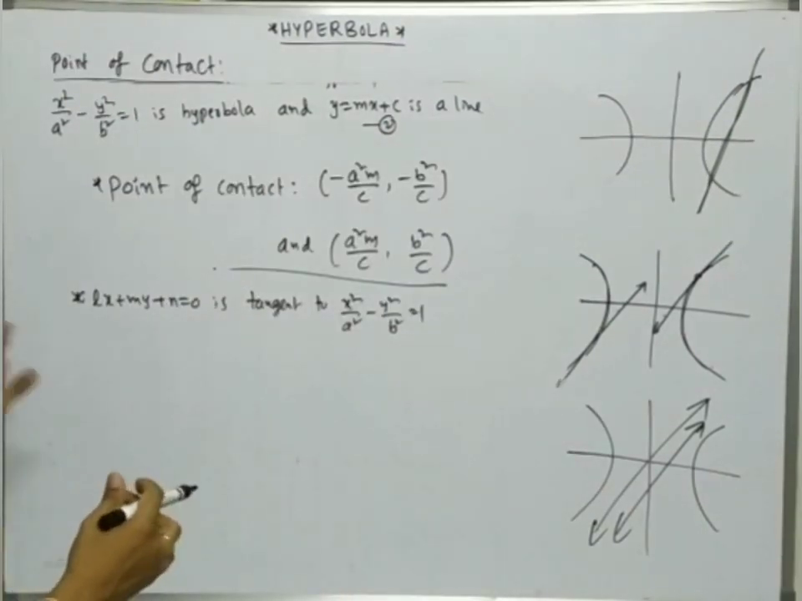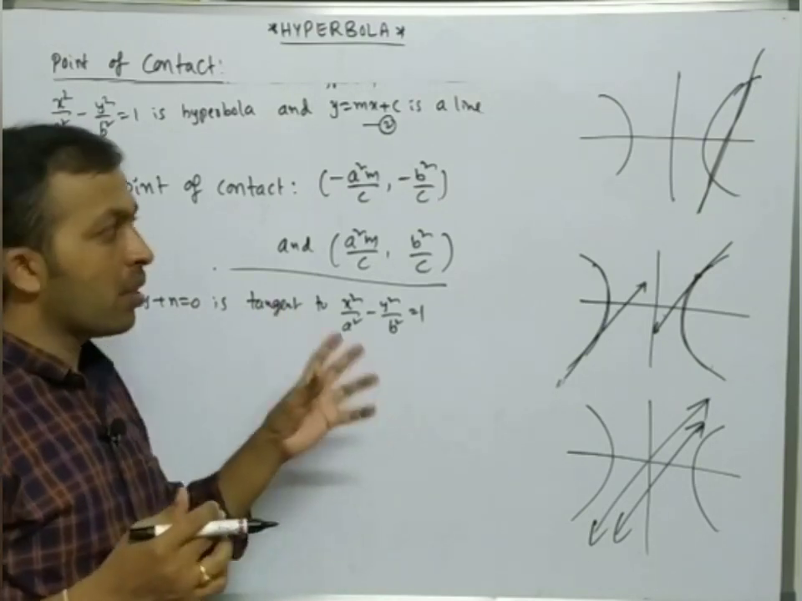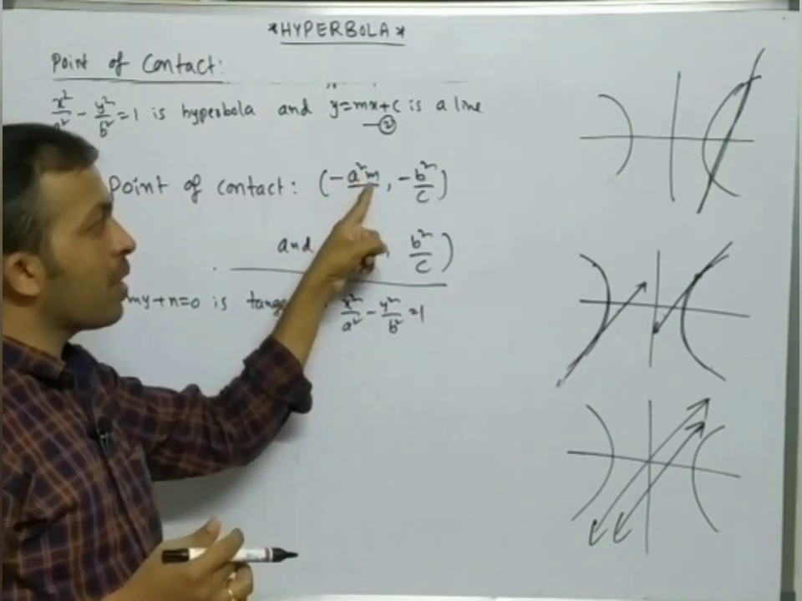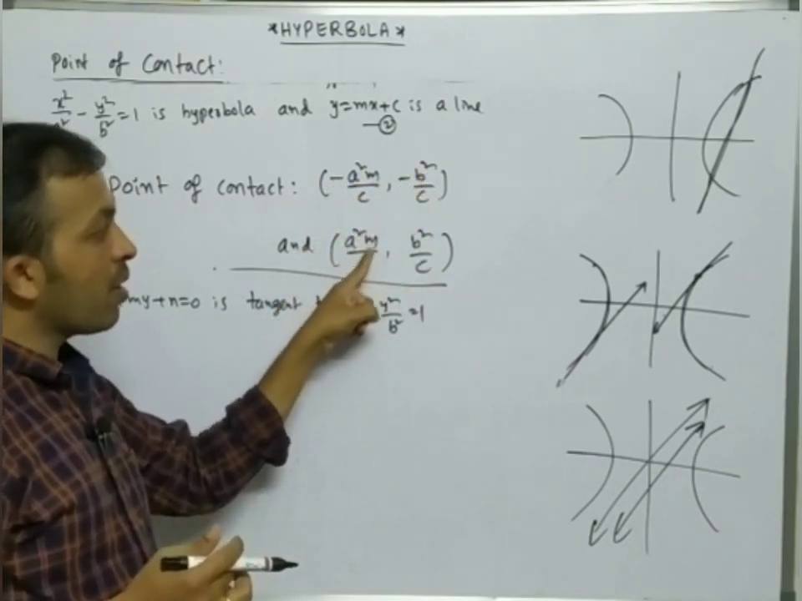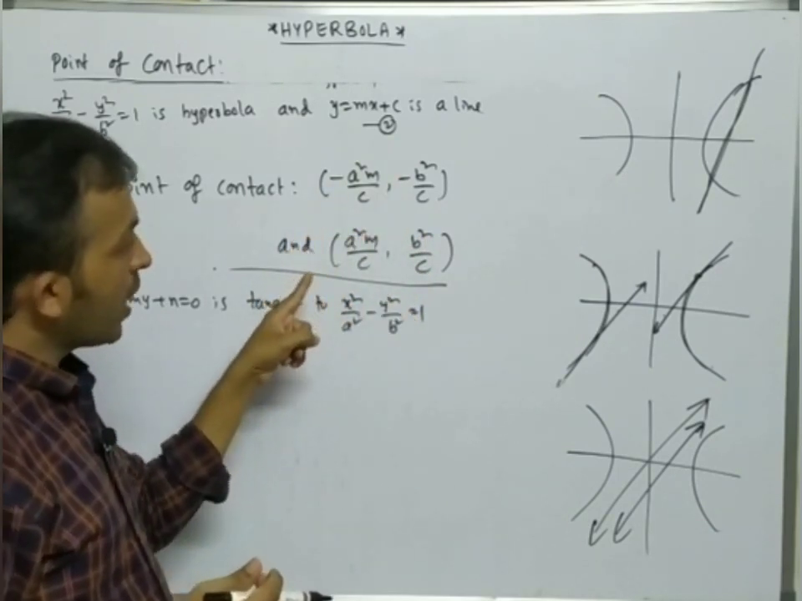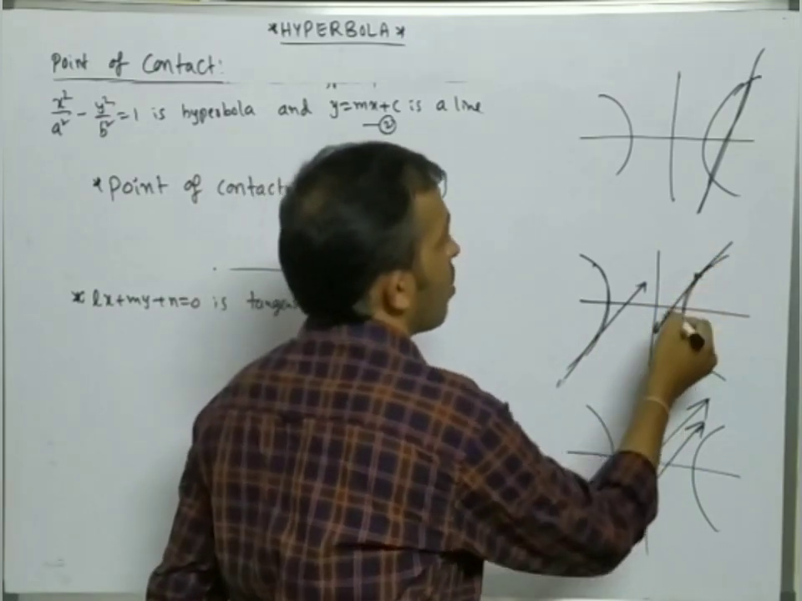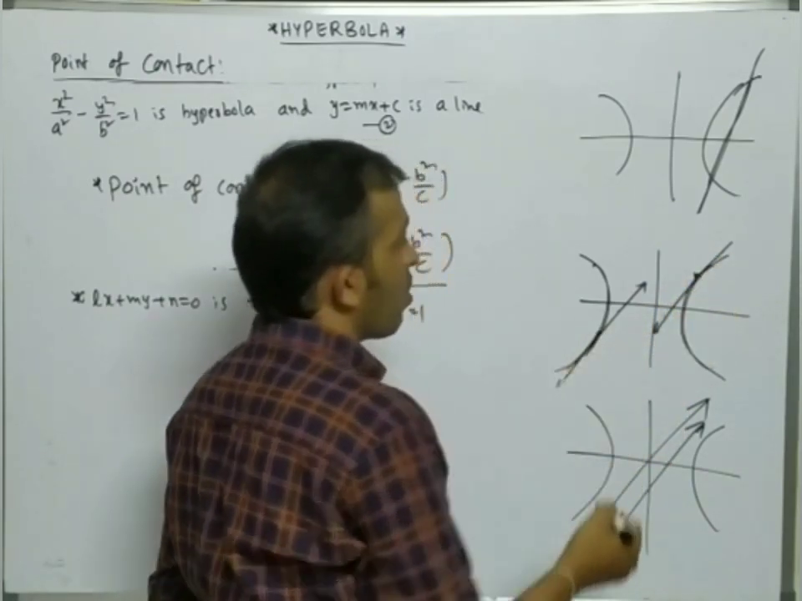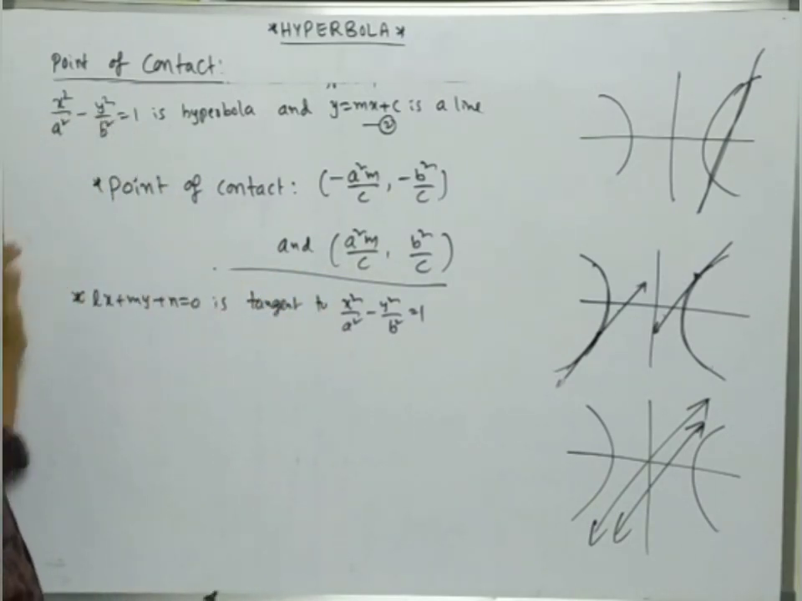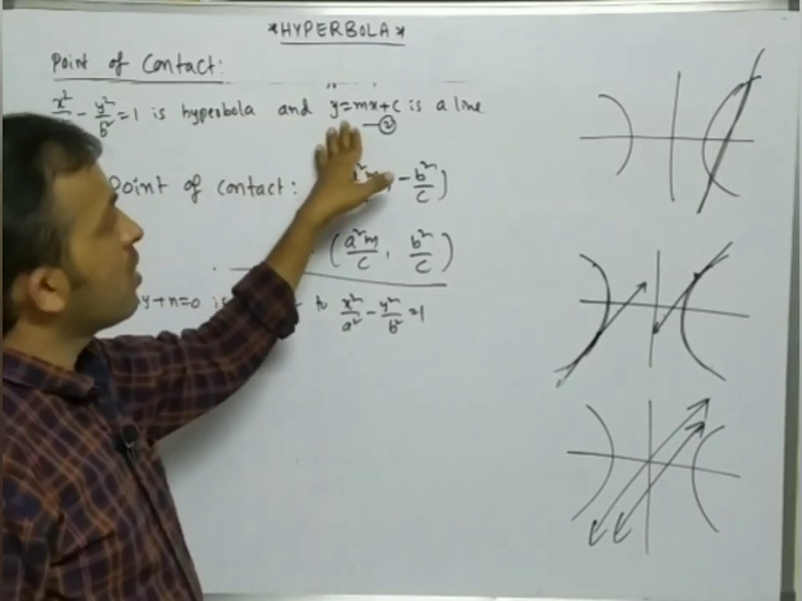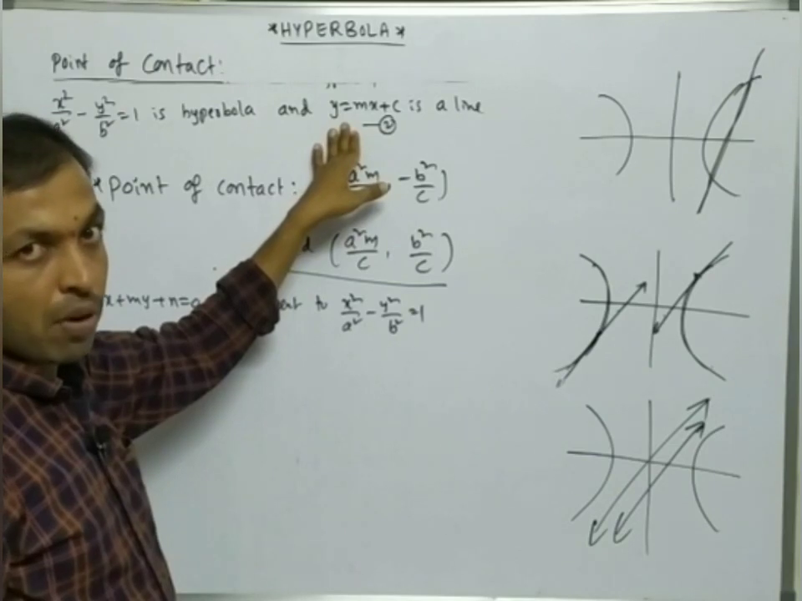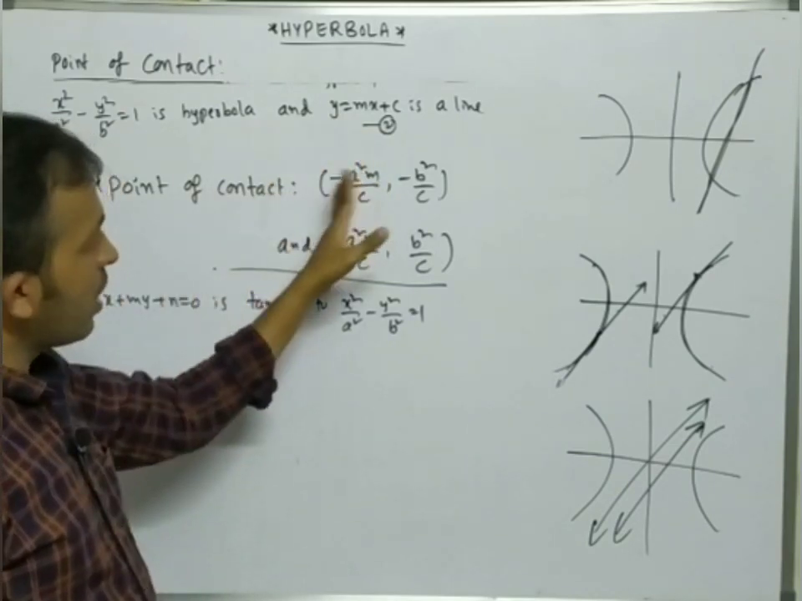Solve the same way as for the ellipse, then you will get the point of contact as minus a square m by c, minus b square by c, or a square m by c, and b square by c. So two negatives, two positives. Like this we will get 2 points of contact. So this is about the point of contact of the line touching a hyperbola. Then the point of contact is this one.